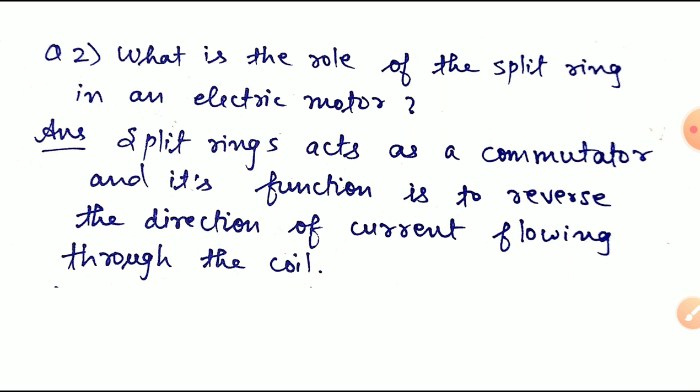So what is the role of the split ring in an electric motor? Split ring acts as a commutator, and its function is to reverse the direction of current flowing through the coil. Whenever the current is flowing in the coil, the direction is being reversed by using split rings. Okay, that is the main work of a split ring. It acts as a commutator which helps you to reverse the direction of current which is flowing through the coil.